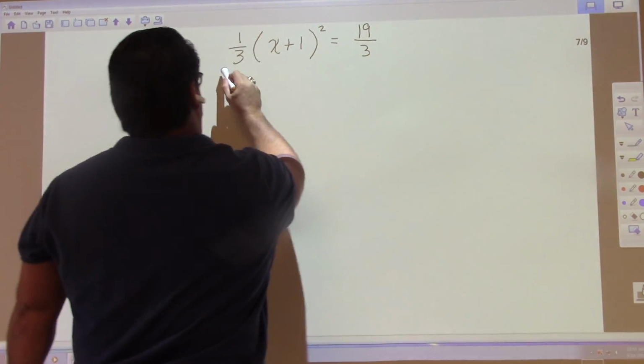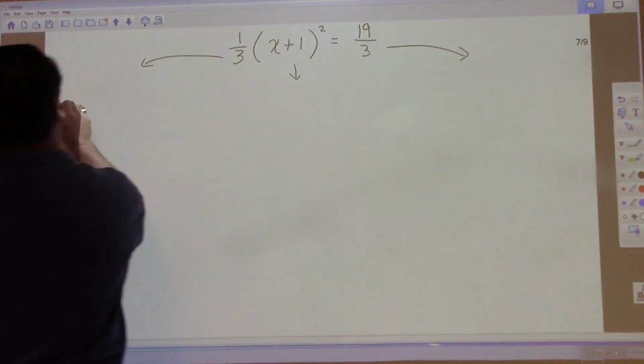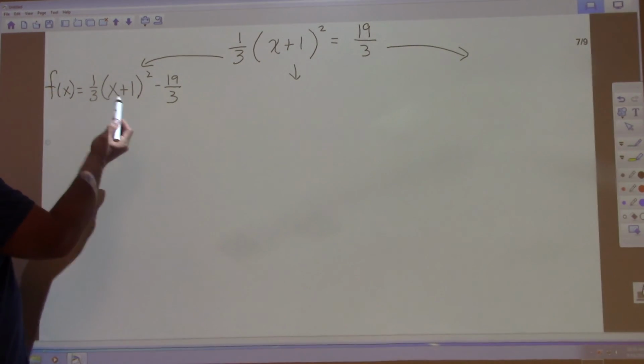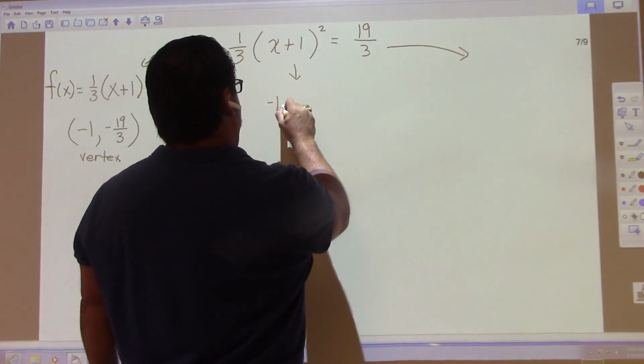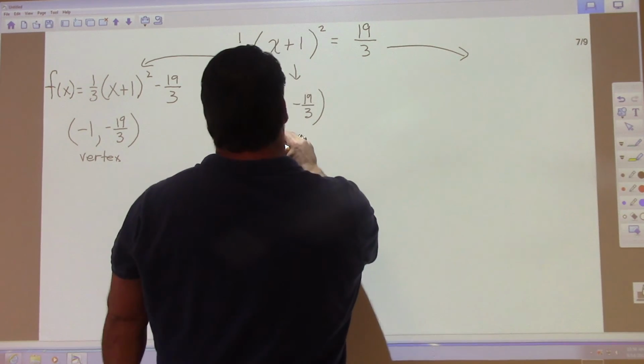All right, this is the 3 arrows. So I got that part. f of x is equal to 1/3 x plus 1 quantity squared minus 19/3. So therefore our horizontal shift is -1, vertical shift is -19/3. Vertical shift and horizontal shift make up the vertex. You don't want to write it like this. Just come down here and say -1, -19/3. Question: will these two always match? Yes.